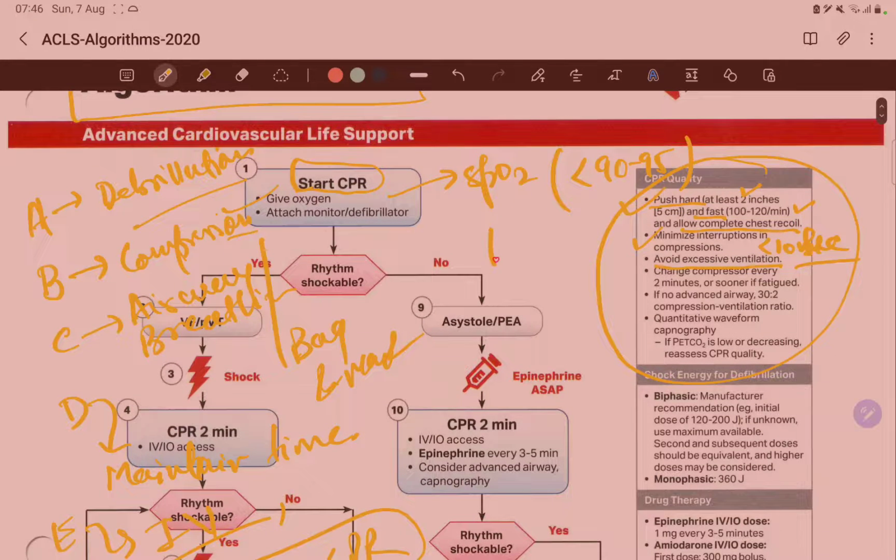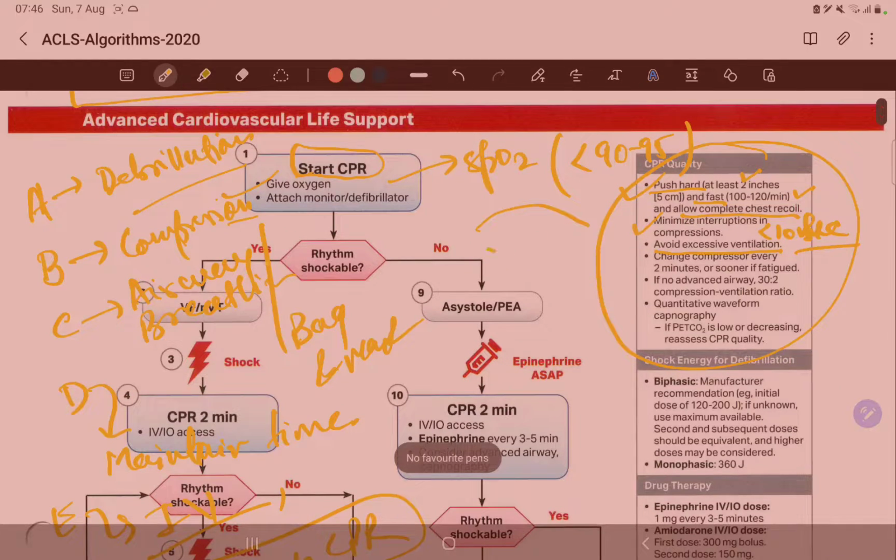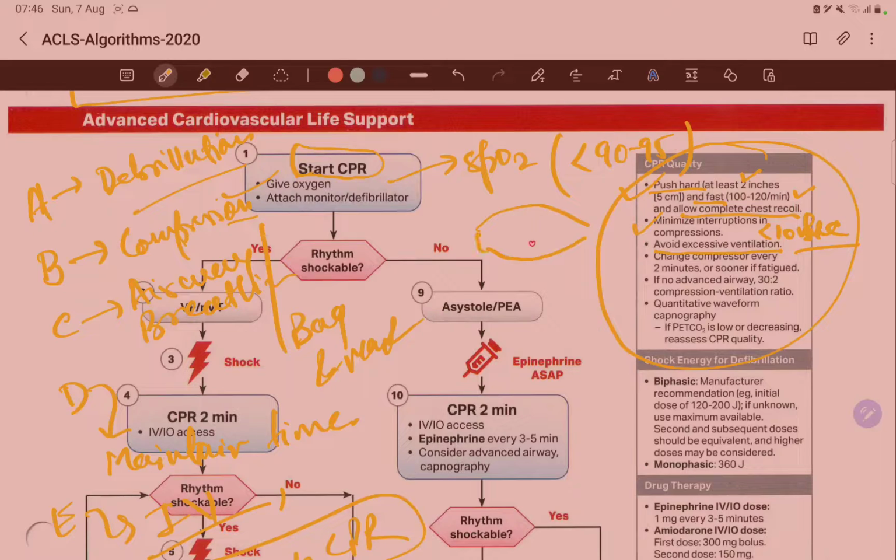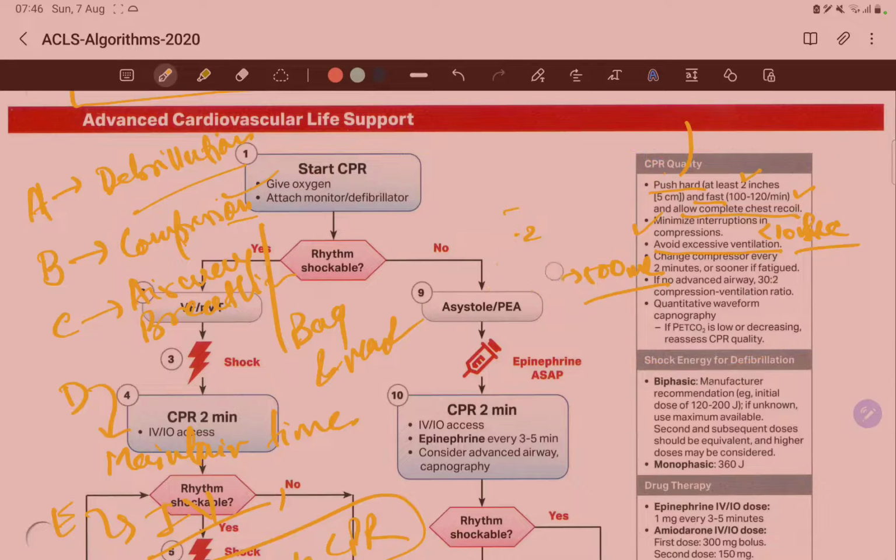Suppose we have a bag and mask. We'll make a bag and mask like this, right? This bag and mask is nearly 1.2 liters. What is our tidal volume? It is around 500 ml, right? So we don't have to compress it fully, we have to compress just half of it. That will ensure we are not doing excessive ventilation. We don't have to rush, right?